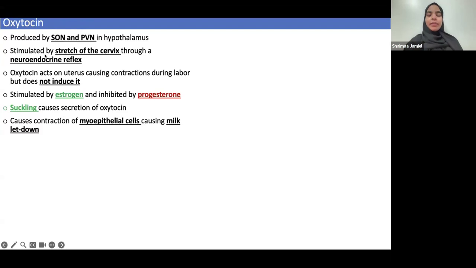And it's stimulated mainly by two ways, either the stretch of the cervix, usually that's during birth, or through suckling. So basically, when the cervix is stretched or the uterus is stretched, this causes oxytocin to be released, which is going to cause contractions of the uterus during labor to help labor, basically. And then these increased contractions are going to cause more stretch, that's going to cause more oxytocin. So it's basically a positive feedback cycle. So more stretch, more oxytocin, contraction, stretch, and so on.